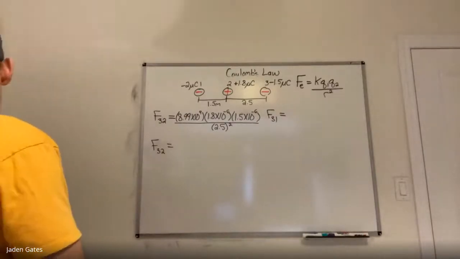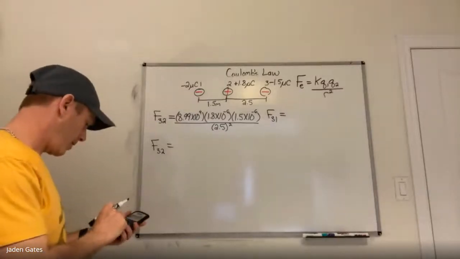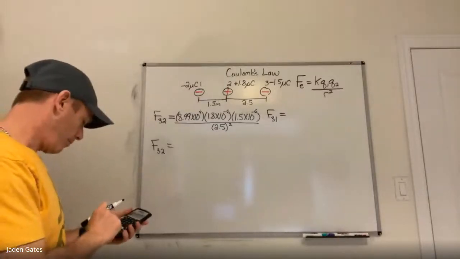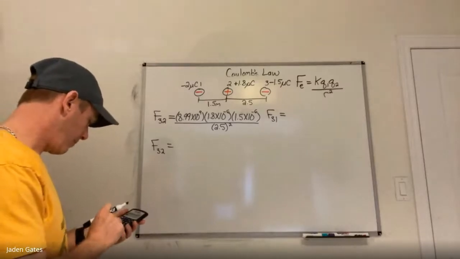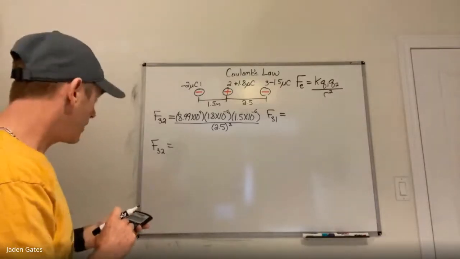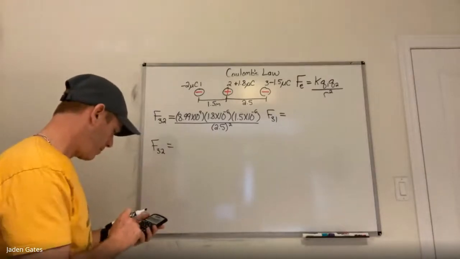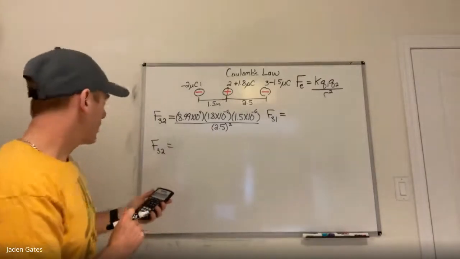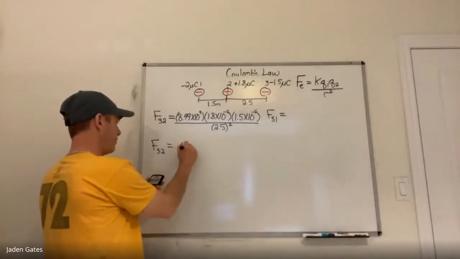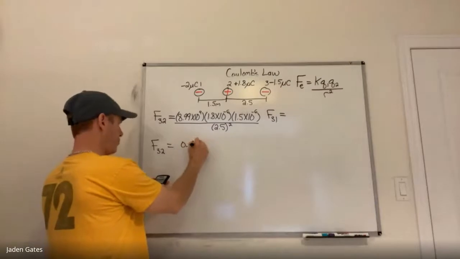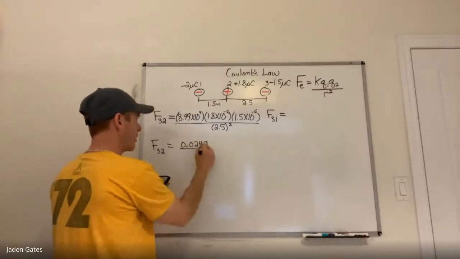And I end up with on the top, let's see here. So I got 8.99 times 1.8 times 1.5. All right, I get that. And then times 10. Okay, so on the top here, I've got 0.0242. All right, I'm just doing a little calculator work.